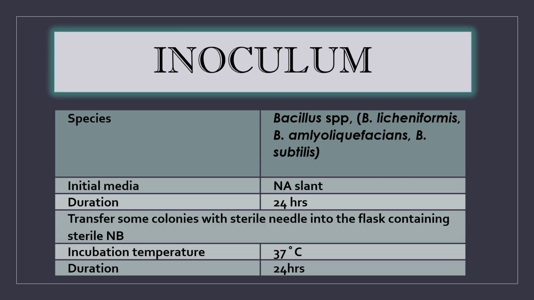The inoculum for the production of bacterial alpha amylase is Bacillus species, particularly Bacillus licheniformis, Bacillus amyloliquefaciens and Bacillus subtilis. Initial media is prepared in nutrient agar plates and the duration is 24 hours. Transfer some colonies with a sterile needle into the flask containing sterile nutrient broth. Incubation temperature is 37 degrees Celsius for 24 hours.